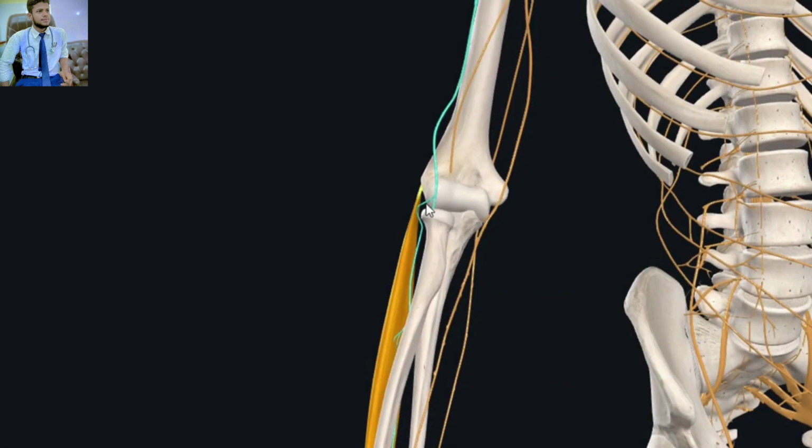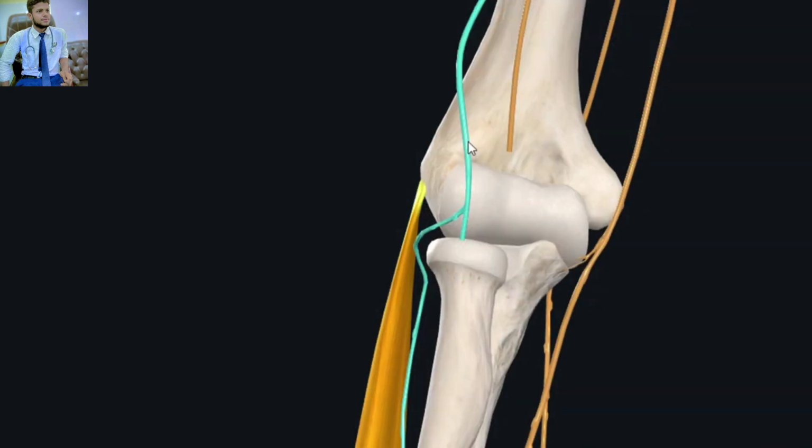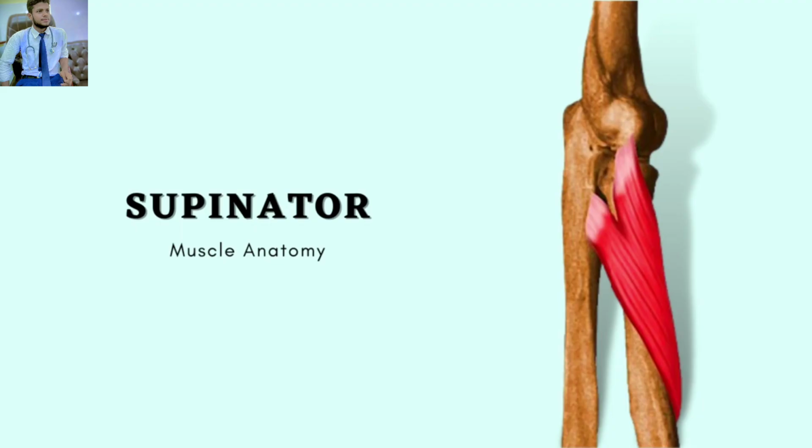Now we discuss about the nerve supply of the extensor digitorum muscle. This extensor digitorum muscle receives its nerve supply from the deep branch of the radial nerve. So this is the radial nerve and this is the deep branch of the radial nerve, which actually supplies the extensor digitorum muscle. Now we will discuss another forearm muscle called the supinator muscle.